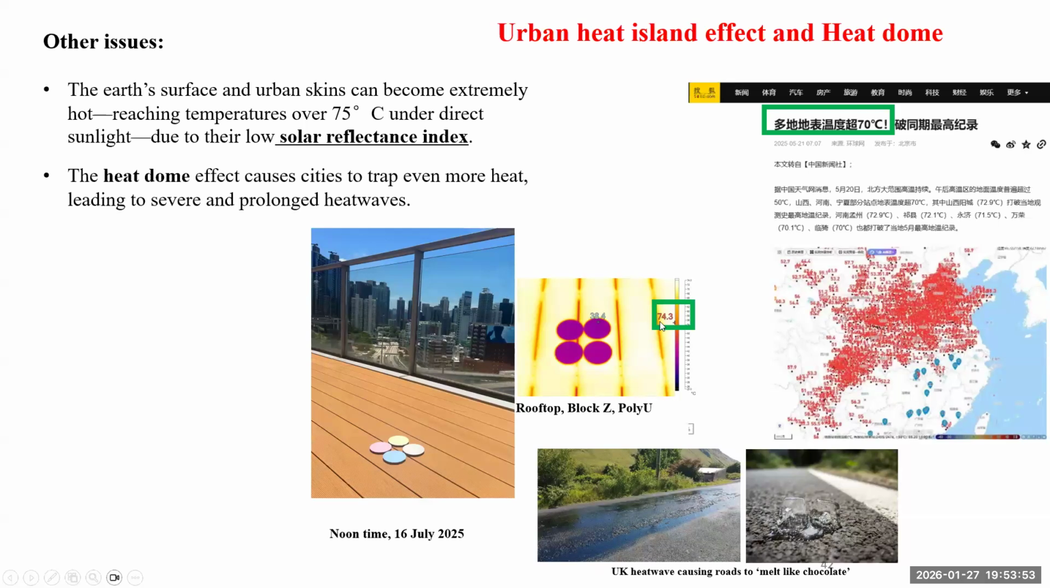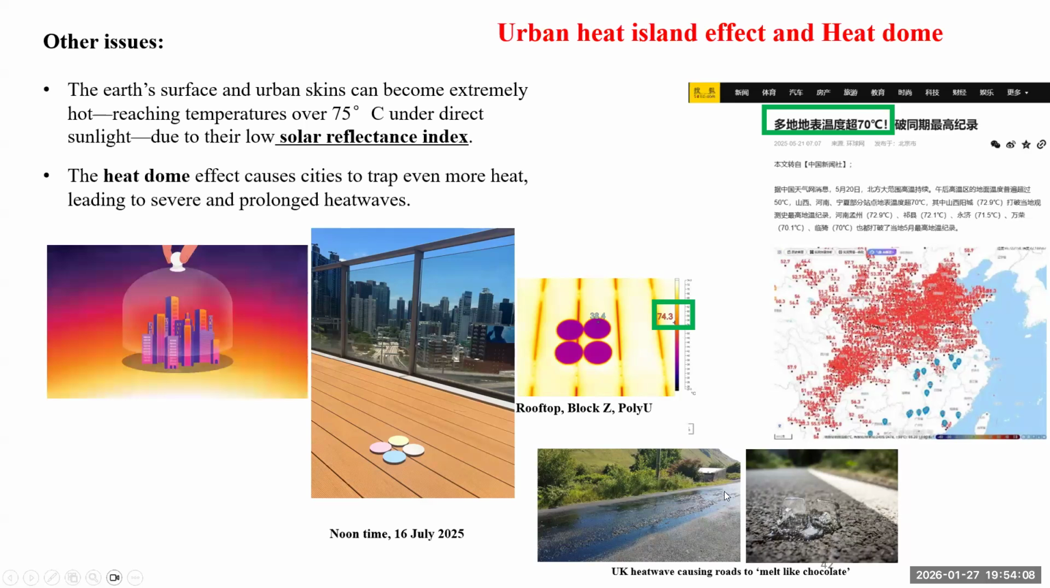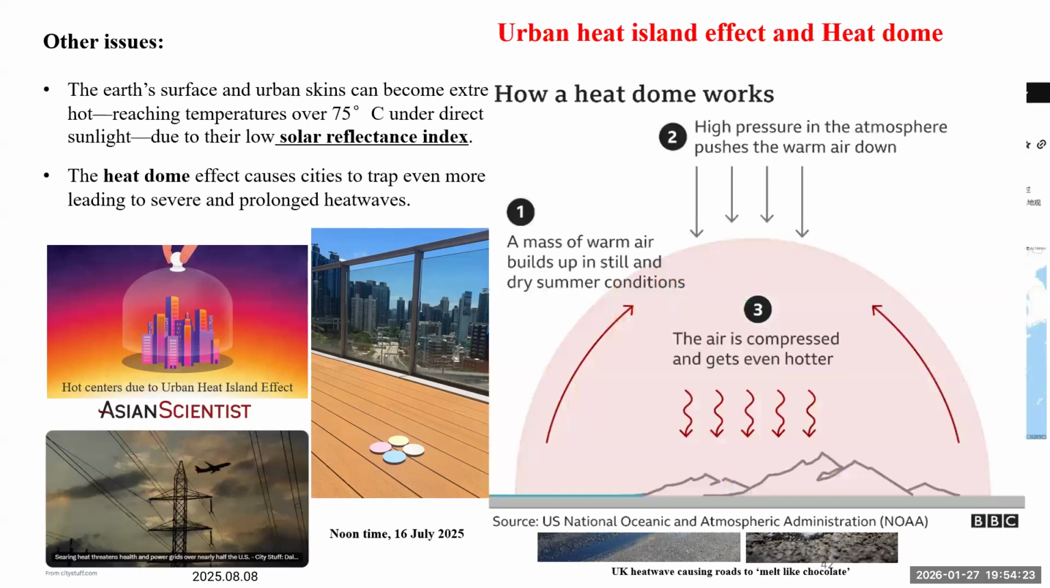At noon time, its surface temperature can be higher than 75 degrees Celsius. So they can even melt. The concrete road melted like chocolate. And it's even worse because the heat accumulates. The surfaces of our buildings and our cities trap heat, and this heat causes the urban heat island effect.